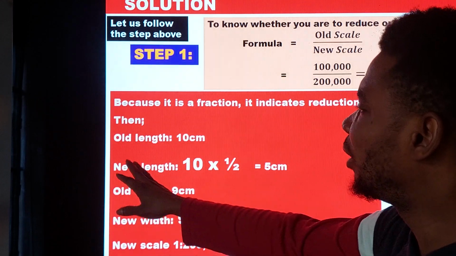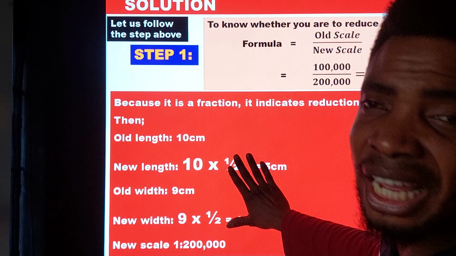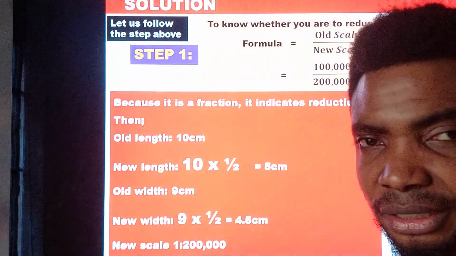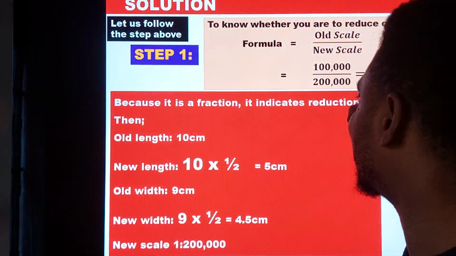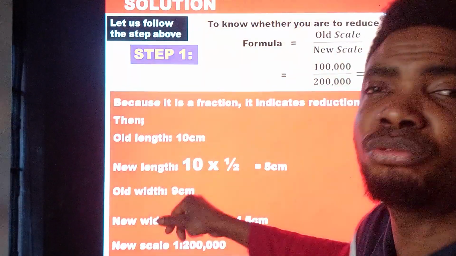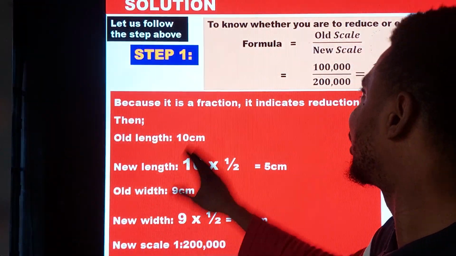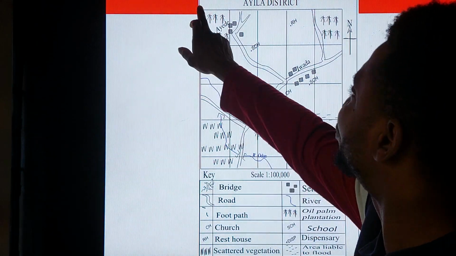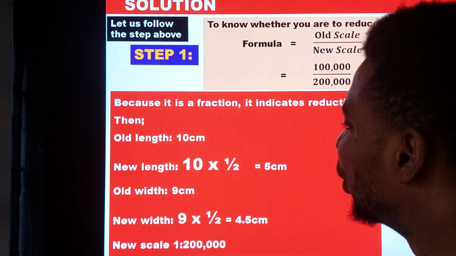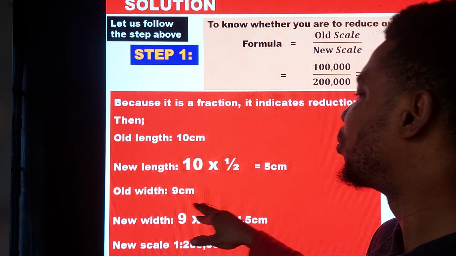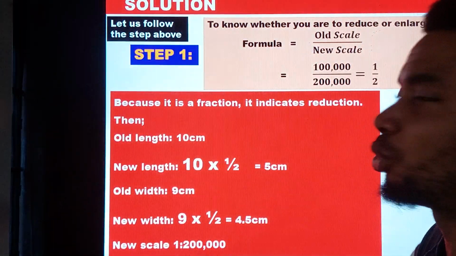Alright, so the old length is 10 centimeters. So the new length will be 10 centimeters times 1 over 2. How did I get 1 over 2? I use this formula. You use this scale to divide the old length, and I give you 5 centimeters. The old width, from here to here, is 9 centimeters. So the new width will be 9 centimeters times 1 over 2. If you do this, you have converted it using the scale. Alright, so the new scale is 1 to 200,000.